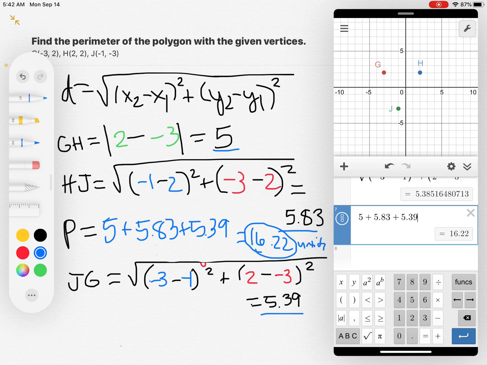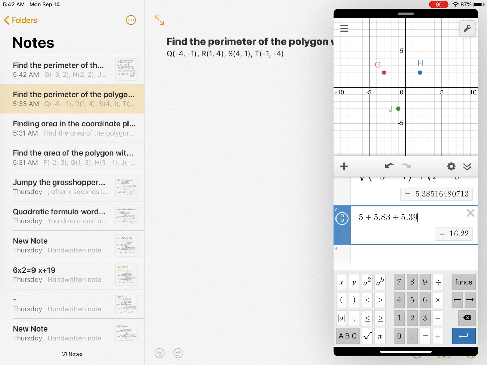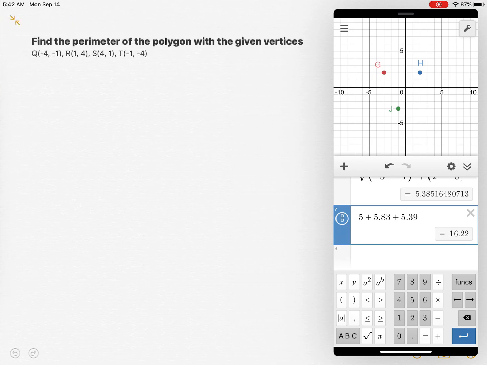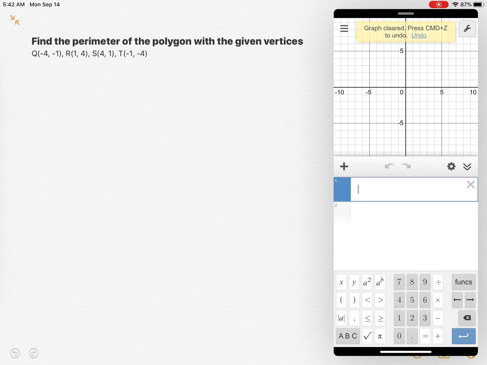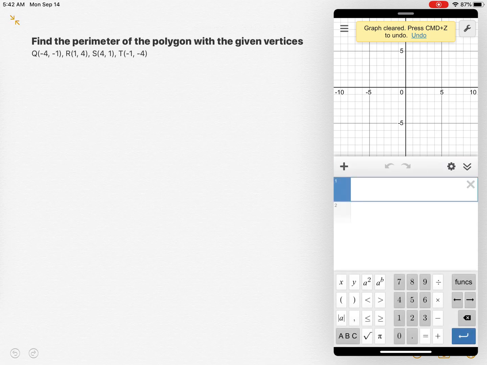Okay, let's try one more. I'm going to get rid of all of my Desmos fun here. By the way, if you ever hit that little clear gear there, you can delete everything, which is pretty slick.